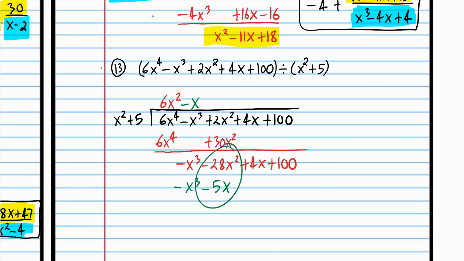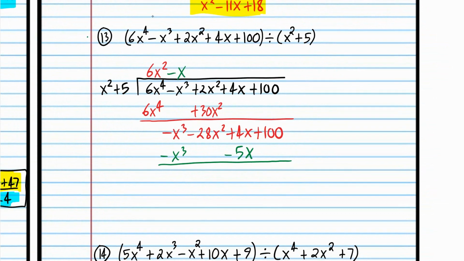But again, we have a situation here. We cannot subtract those. So you know what we have to do? We have to take that term and move it over so we don't accidentally combine unlike terms. Now we subtract.